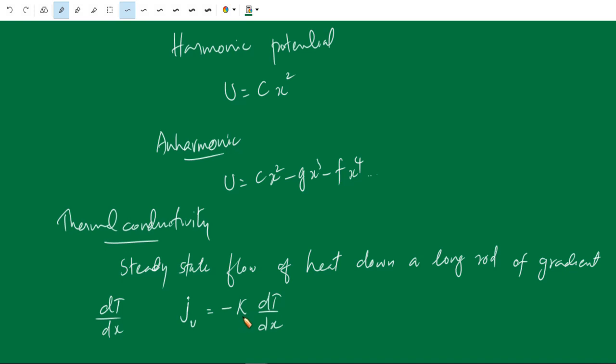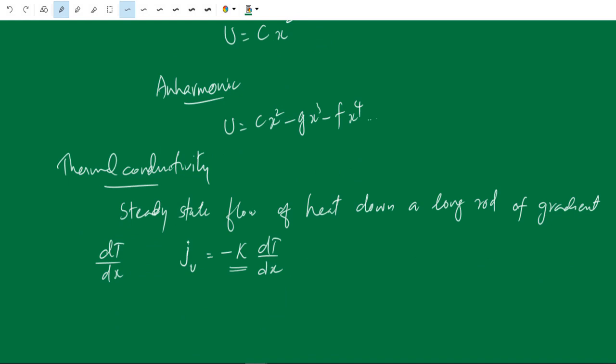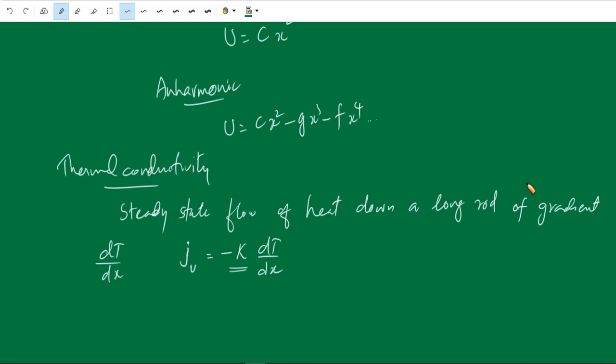If kappa is the thermal conductivity, then the flux of heat energy flowing per unit area of the rod per unit time is given by minus kappa into dT by dx. The current density of heat energy is a function of temperature gradient rather than temperature difference, which suggests that the thermal energy transfer is a random process. That means the energy does not enter the specimen and transmit through the crystal without any deflection and reach the other end. Actually, the energy diffuses through the crystal with multiple collisions. So that is why the term dT by dx appears in the expression of the current density.